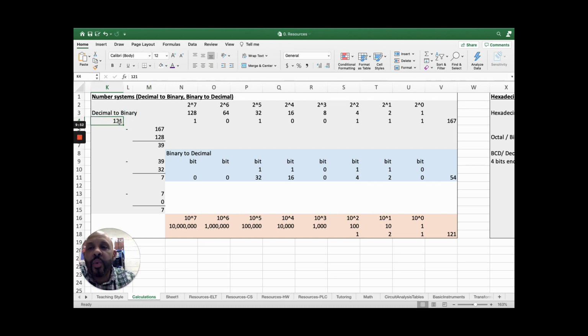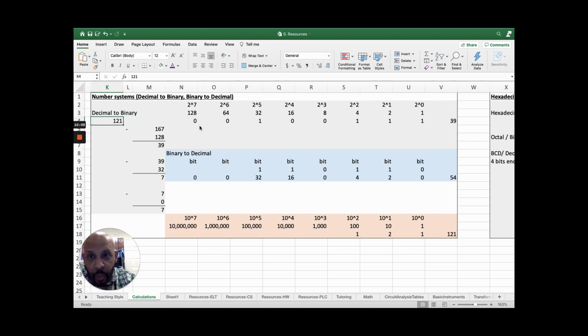Let me show you what I'm talking about. Let's say 121. Well, this 128 has too much. I need to fill the bucket, so this will not do it. I'm going to write 0 here because I'm not going to put any marbles there.